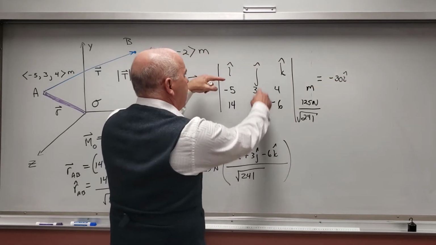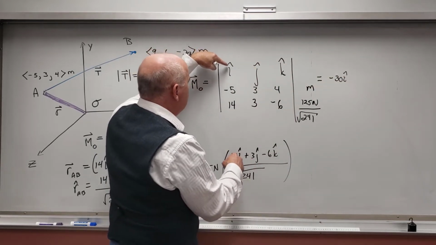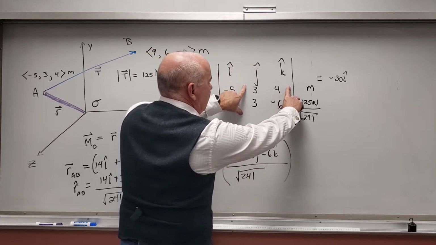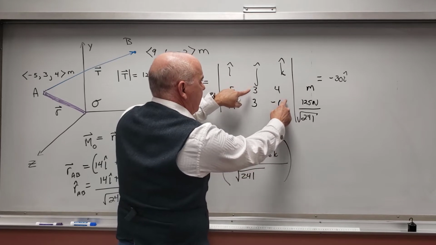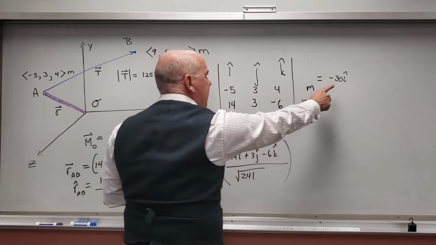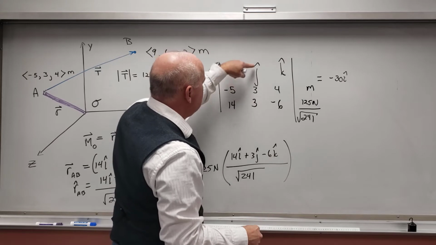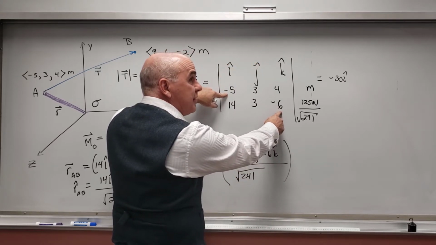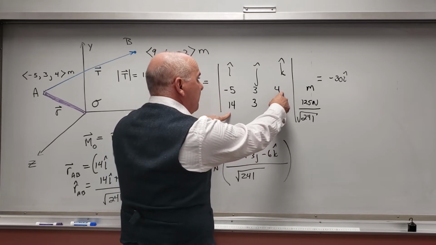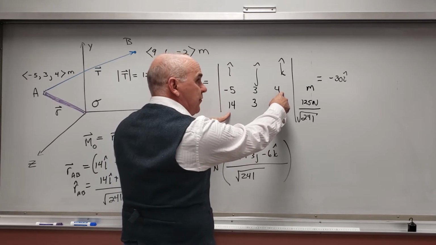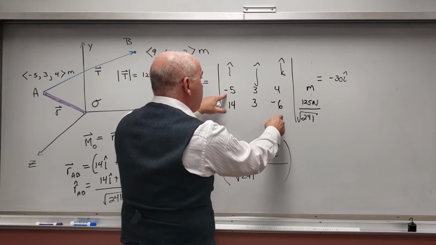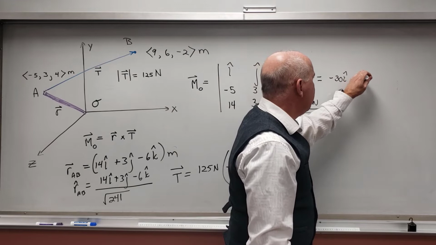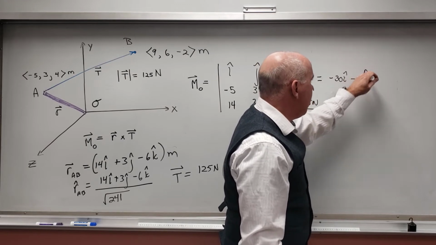And then the j, so how did I get the i? I took out the row and the column. There's the column, there's the row. And I got this. So I got 3 times negative 6 minus 3 times 4. That's negative 30. Then I take out the j, and I'm going to get negative 5 times negative 6. That's 30. Minus 14 times 4, that's 56. So 30 minus 56 is negative 26. So that's negative 26 j hat.